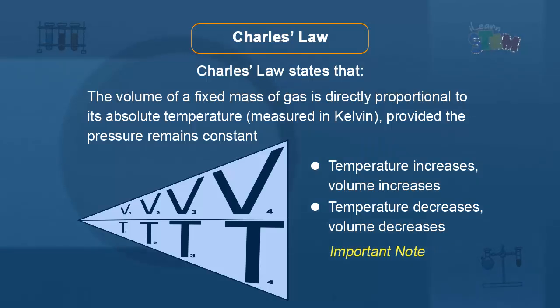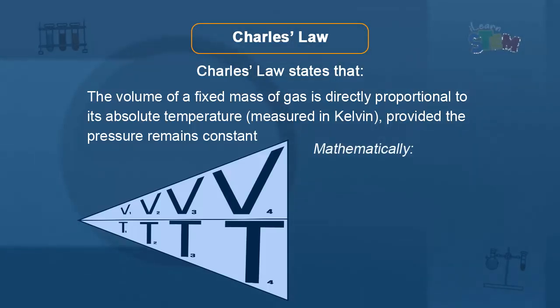It is important to note that temperature must always be converted from degrees Celsius to Kelvin before solving gas law problems. To convert Celsius to Kelvin, Kelvin equals degrees Celsius plus 273. Absolute zero is minus 273 degrees Celsius. This is the lowest possible temperature.